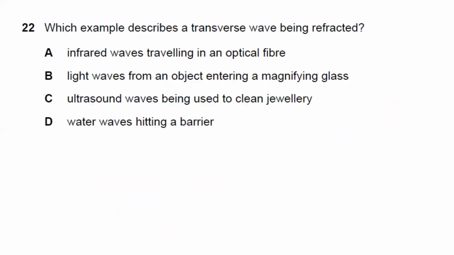Next question. Question 22. Which example describes a transverse wave being refracted? Number one, infrared waves traveling in an optical fiber. Optical fiber is total internal reflection. That is on which optical fibers work. So no. Light waves from an object entering a magnifying glass. As they enter from air to a glass medium, the light waves refract, right, and reflect and refract both. So this is a relatively good choice to have.